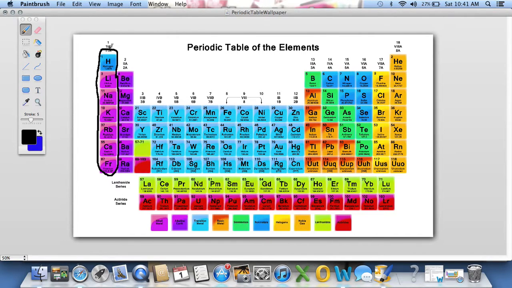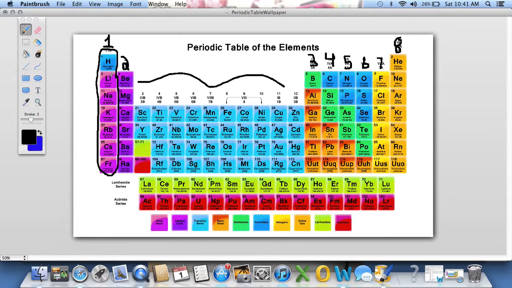And we number the groups going across the top from left to right. 1, 2, and then you're going to need to skip this middle section, and we're not going to number that middle section. And then we're going to start here with 3, 4, 5, 6, 7, and 8. And all of the groups on our periodic table have something in common.